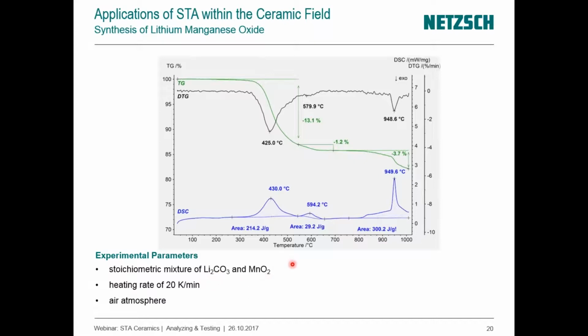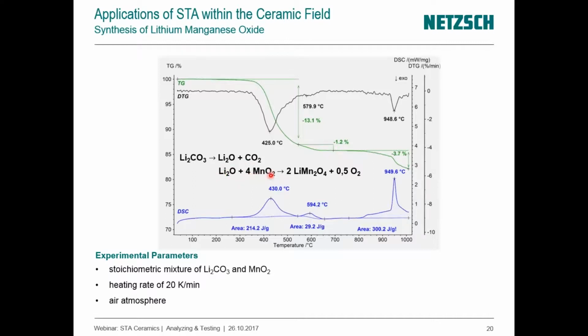The second one, which I have with me, is a raw mixture reaction. Maybe not the most common one, but maybe some of you are aware of these lithium manganese oxides, which are typically used also as electrode in batteries. And this kind of spinel phase, as it's called, can be built up by a stoichiometric mixture of lithium carbonate and manganese oxide.